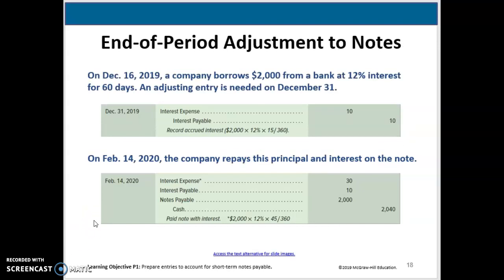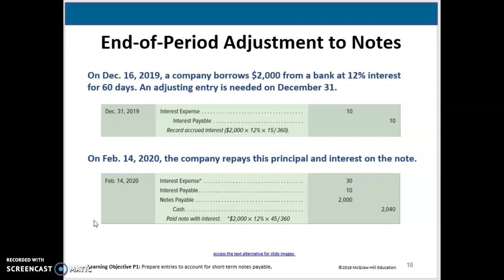So here's an example for that one. So it says on December 16th, 2019, a company borrows $2,000 from a bank at 12% interest for 60 days. An adjusting entry is then needed on December 31st. So we're 15 days into the note, but we're closing out the year. So we have to do an adjustment to show how much interest we've earned. Because remember, we want to recognize interest when it's earned, and we want to make sure that we're following the matching principle that revenue and expenses are incurred in the correct time periods.